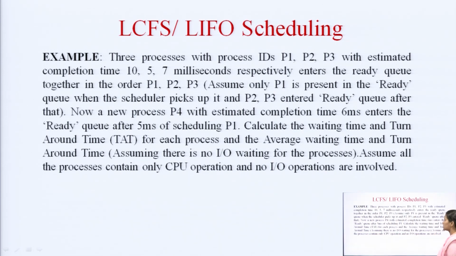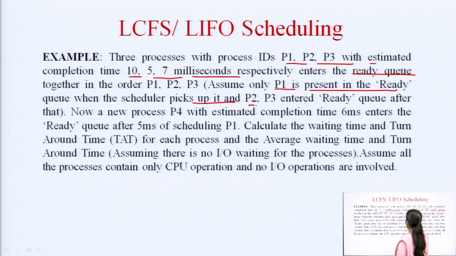Again, we will understand the scenario using an example. 3 processes with process IDs P1, P2 and P3 with estimated completion times of 10, 5 and 7 milliseconds respectively enter the ready queue. Assume that only P1 is present in the ready queue when the scheduler picks it up, and P2 and P3 entered the ready queue after that.